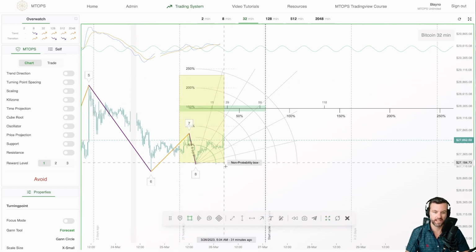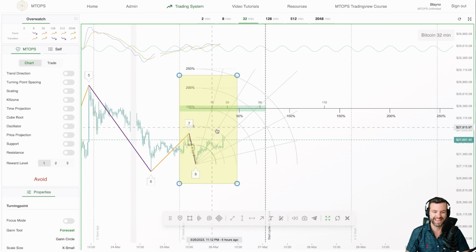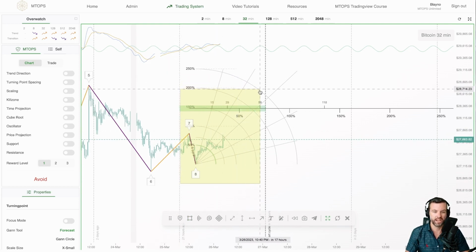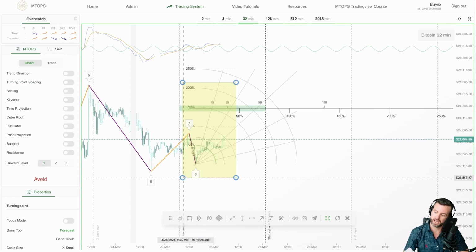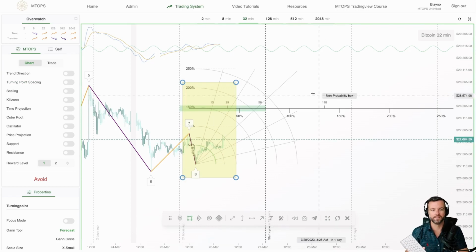If you click that and drop it onto the chart, you'll see a yellow shaded area. With the blue edges, you're able to change the size of this, which will come in handy whilst you're going through the MTOPS Criterion list. And once again, if you want to find the hotkey, just hit Z or Z and it will pop up as well.